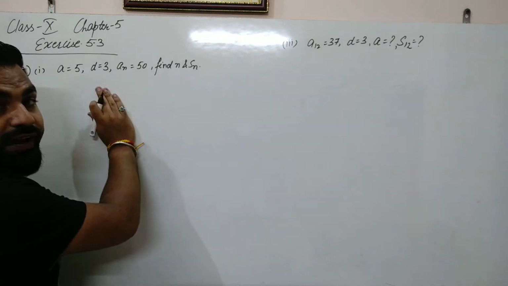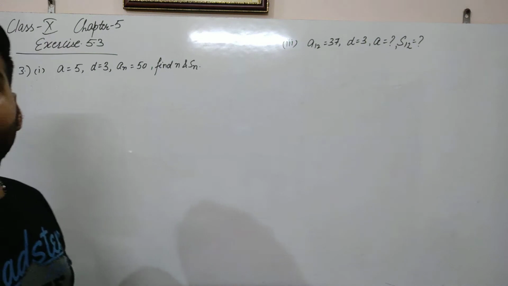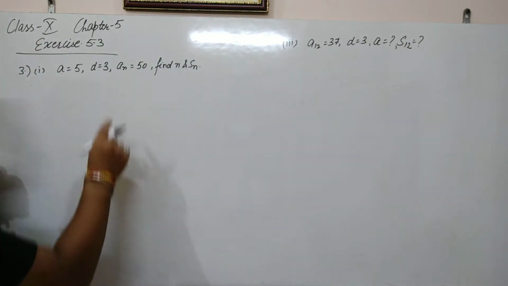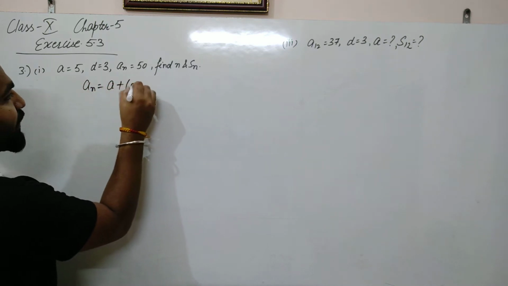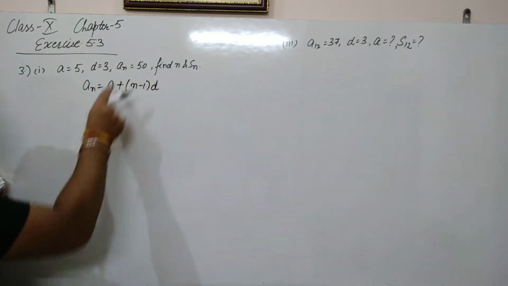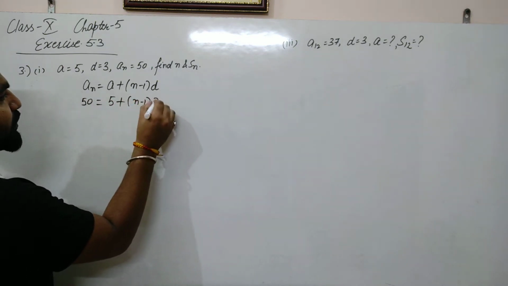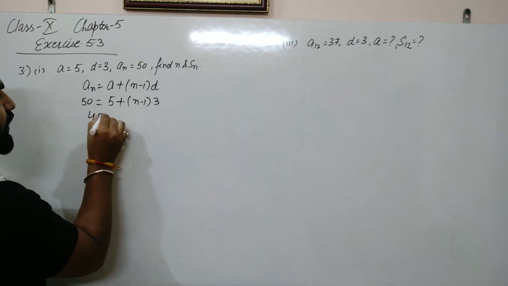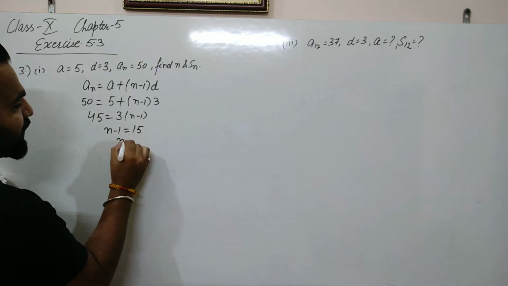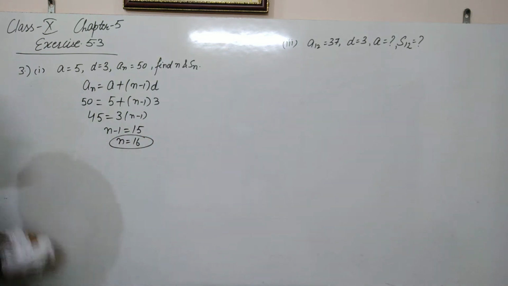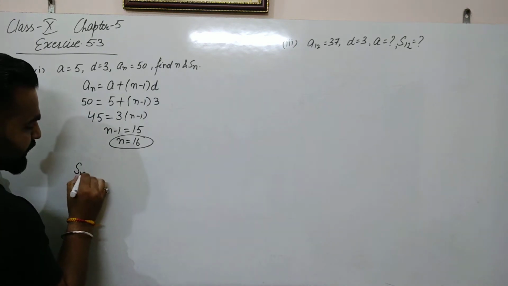a is equal to 5, d is 3, an is 50, we have to find the value of n and Sn. Here we can see that an is known. So an is equal to a plus (n minus 1) into d. Put the values here: 50 equals 5 plus (n minus 1) into 3. So this will be 45 equal to 3 into (n minus 1). n minus 1 is 15, so n will be equal to 16. Now n is known. Now we will calculate S16.